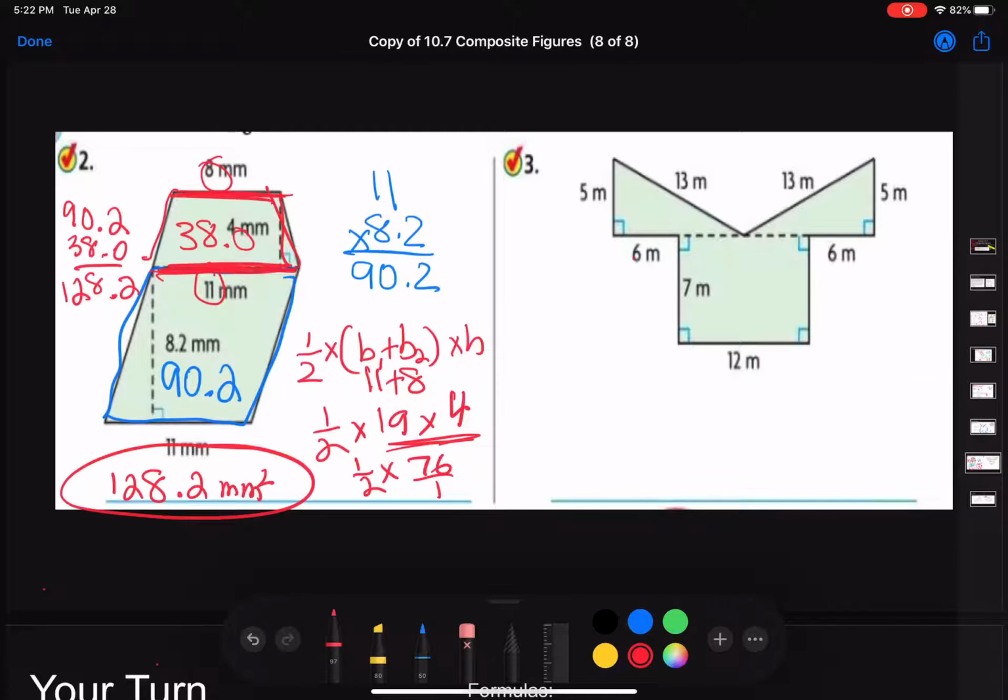Okay, next step, number 3. First, you have a rectangle. So take care of this rectangle here. Rectangle, length. So we're doing length times width. So that means you're doing 12 times 7. Okay, let me maybe do it a little bit neater. So we're going to do length times width because it's a rectangle. So 12 times 7. And you get 84 meters squared.